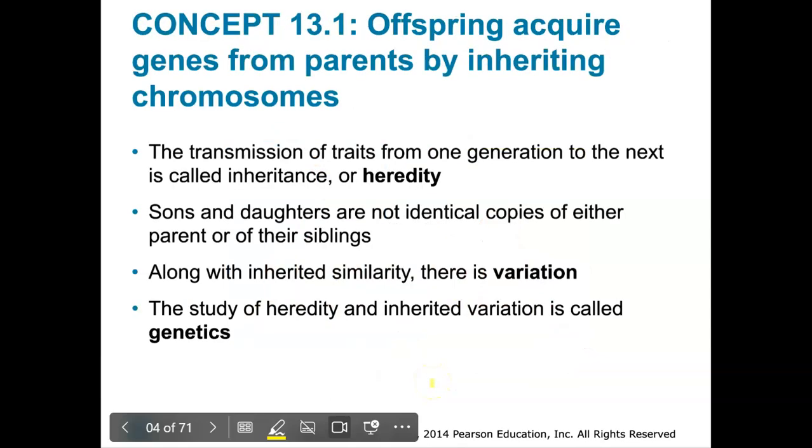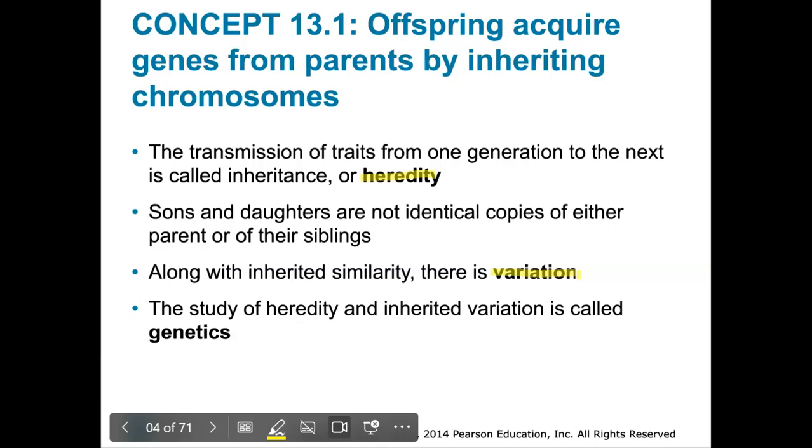All right. A few terms that you need to understand in this chapter. Heredity just means the transmission of traits from one generation to the next. In sexual reproduction, sons and daughters are not identical copies of either parent or of their siblings. So along with the similarity that they inherit because they have the same parents, they're also going to have variation. You've probably seen siblings that look alike and you can tell that they're siblings. And then they also favor their parents.